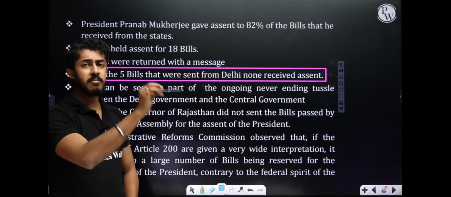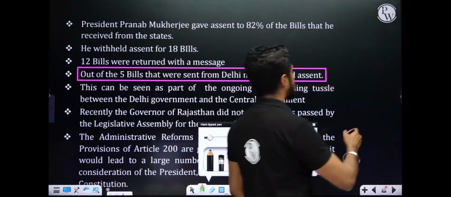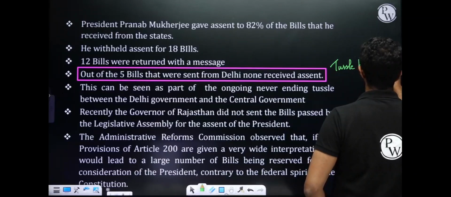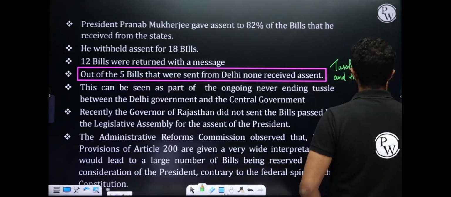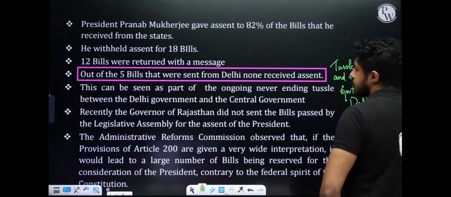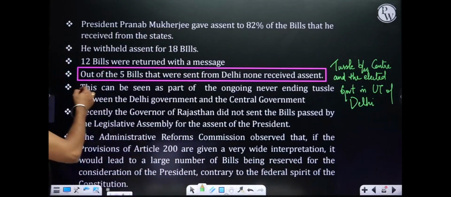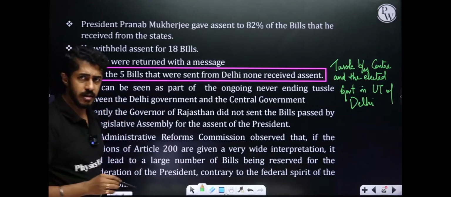Whatever bills were sent from Delhi Legislative Assembly, none of them received assent. This is a classic case of what? Tussle between the center and the elected government in Union Territory of Delhi. Classic case. This can be seen as part of the ongoing, never-ending tussle between the Delhi government and the central government.